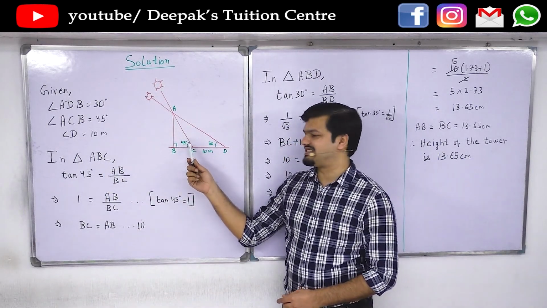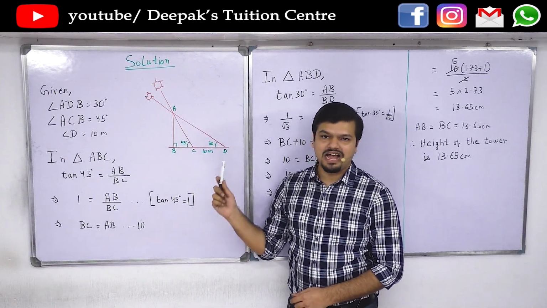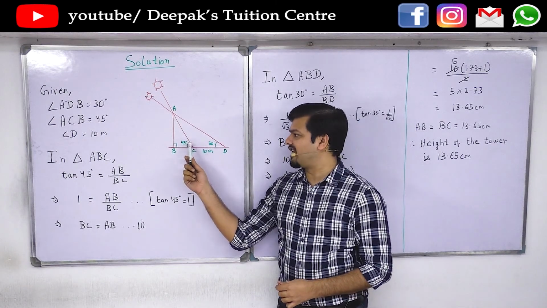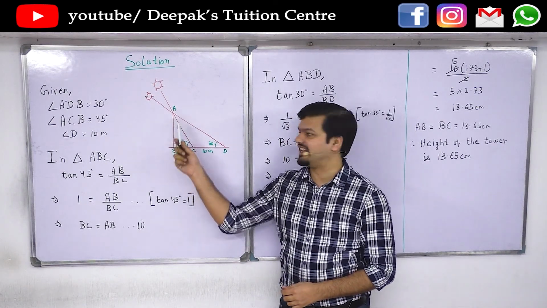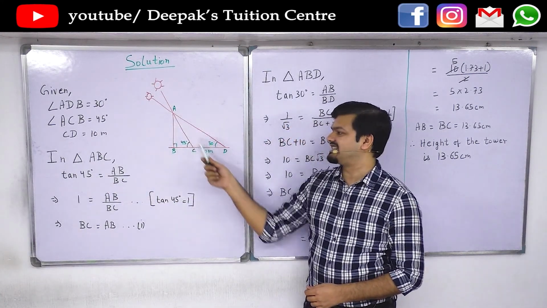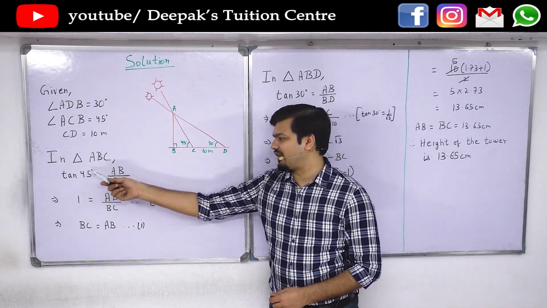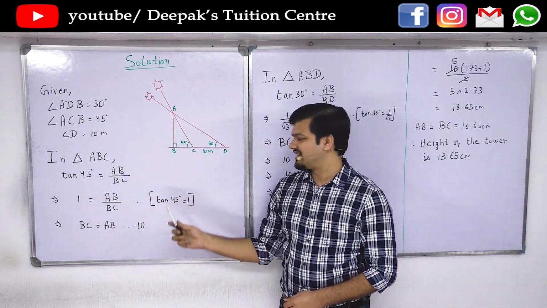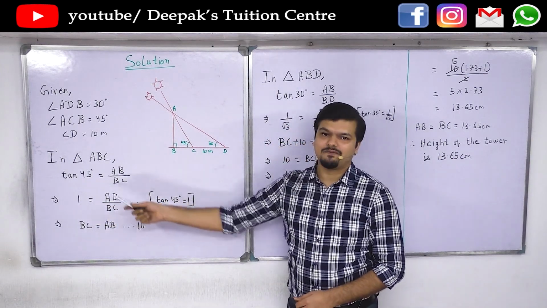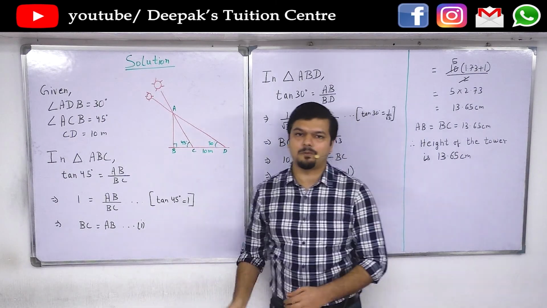So in triangle ABC, tan theta is equal to perpendicular by base. Here theta is 45 degrees, so the perpendicular will be the side opposite to 45 degrees, that is AB. Since AC is the hypotenuse, BC is the base. So tan 45 equals AB by BC. The value of tan 45 is 1. So 1 equals AB by BC. We cross multiply and we get BC equals AB. We mark it as equation 1.